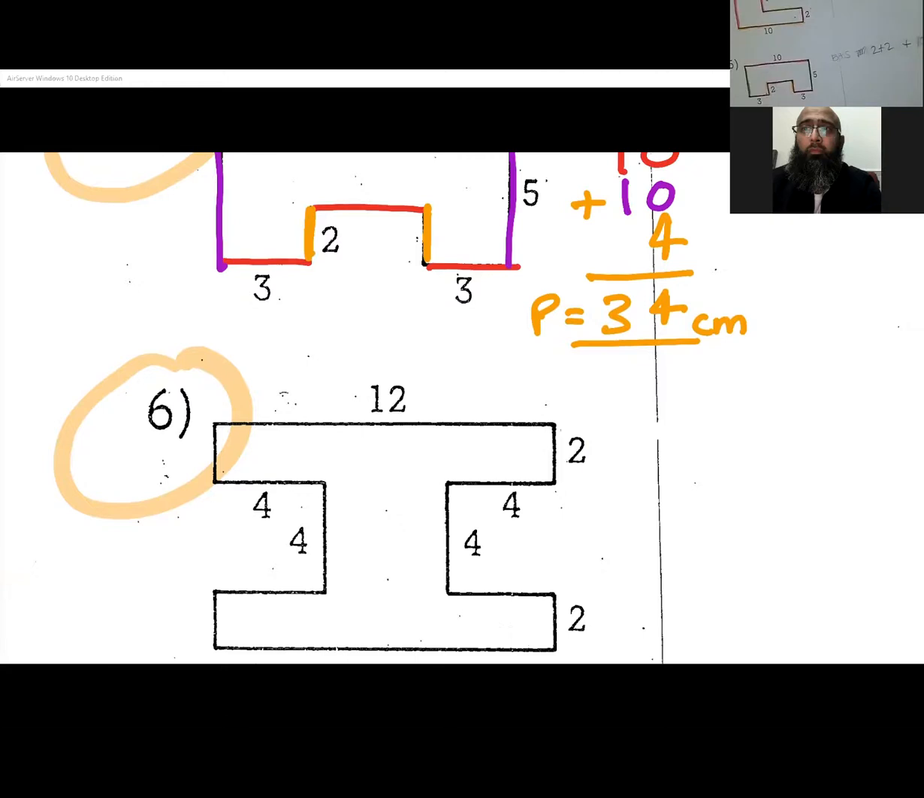Okay, next one. Let's do some more coloring now. So we have a 12 on the top. We have a 12 on the bottom. 12, 12. Lovely. We have a 2 and a 4. That's 6. And another 2. That's 8. And we have an 8 on the other side now.